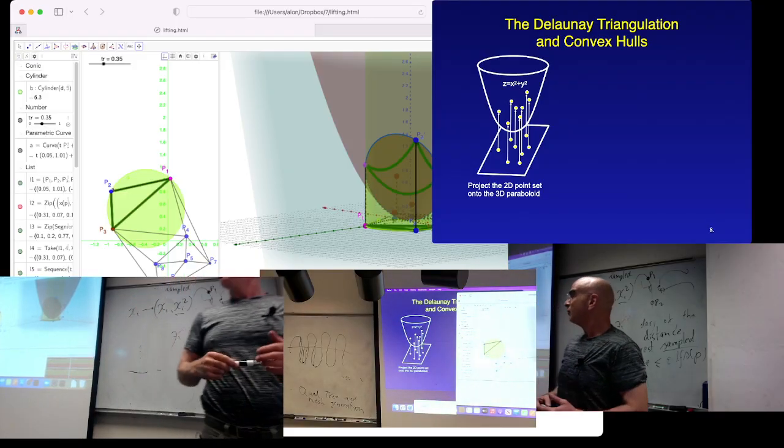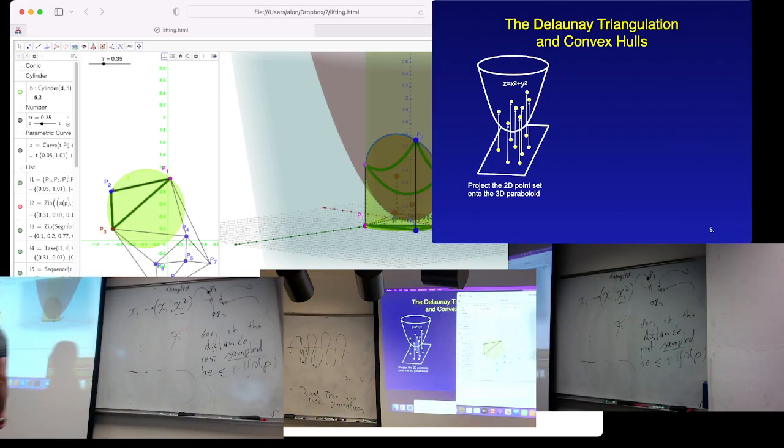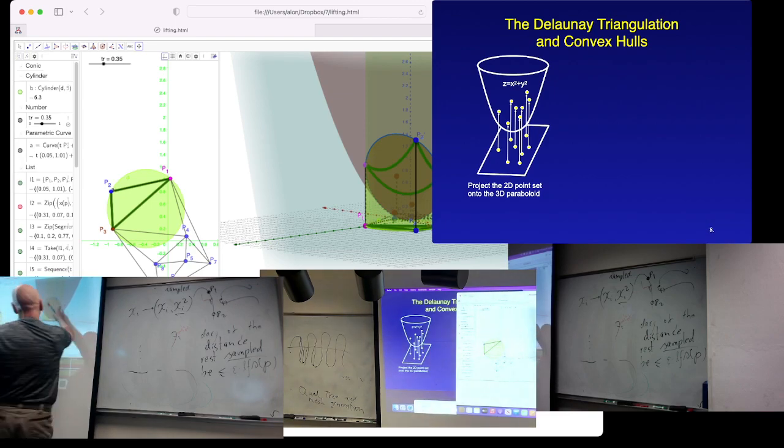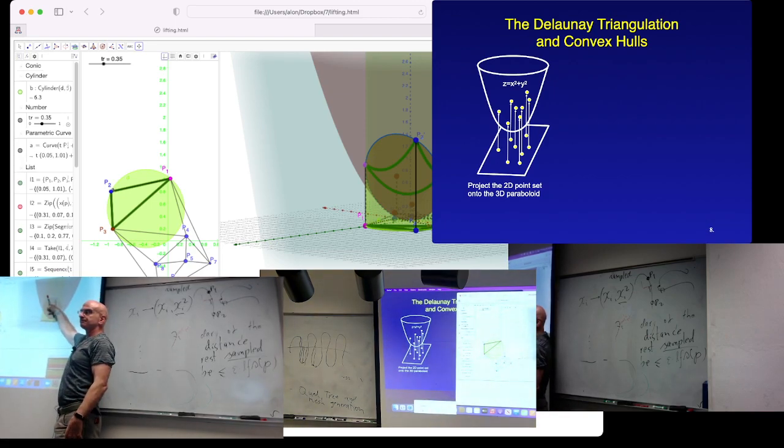Now, what if P1, P2, P3 were projected now onto the paraboloid, went up, up, up? Where will they end up? On the boundary of the circle.